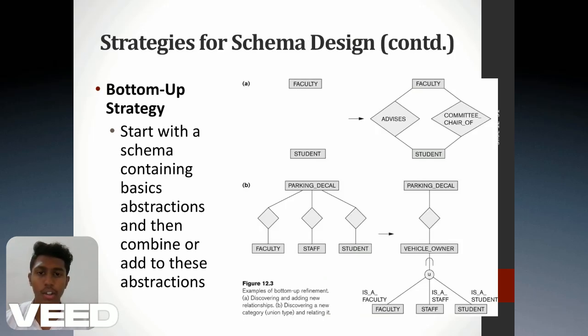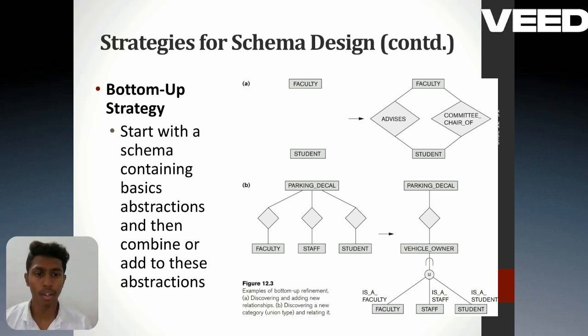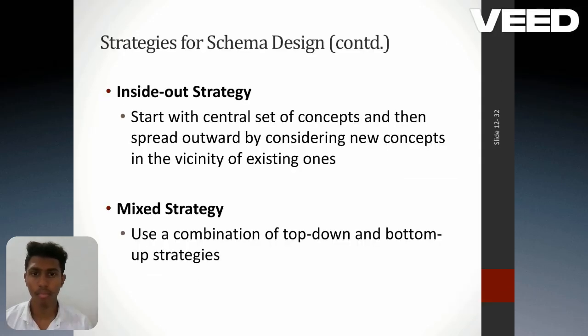The next strategy is called the bottom-up strategy. What does it mean? It means that we start with a schema containing basic abstractions and then combine or add to these abstractions. You can see the example in the following figure. The next strategy is called the inside-out strategy. It starts with a central set of concepts and then spreads outward by considering new concepts in the vicinity of existing ones. Whereas the mixed strategy uses a combination of top-down as well as bottom-up strategies.